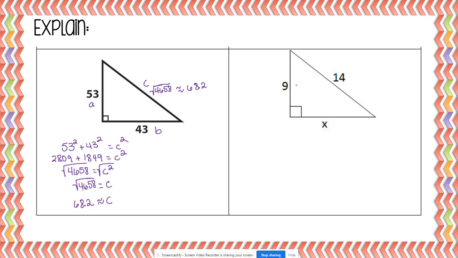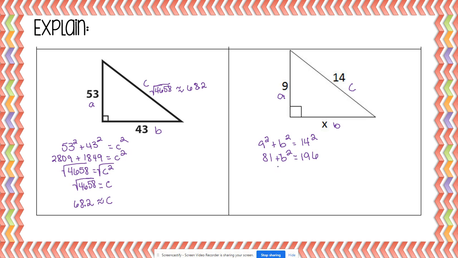For our last triangle, we see that we have a leg of 9, and then we're missing another leg, and we have a hypotenuse of 14. So when we plug this into our formula, we have 9 squared plus b squared equals 14 squared. Well, 9 squared equals 81, so we have 81 plus b squared equals, and then 14 squared equals 196.